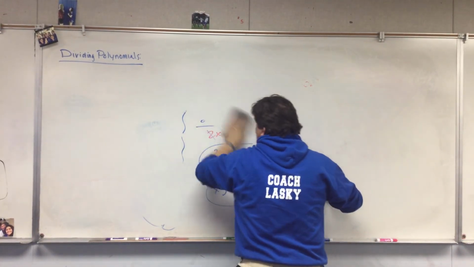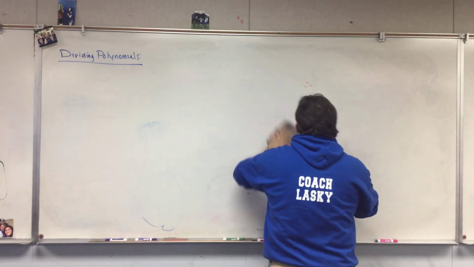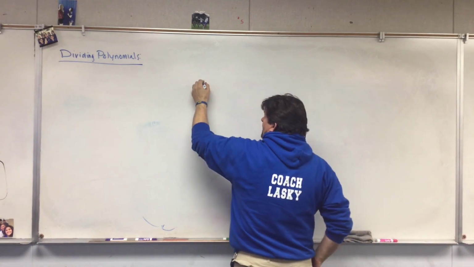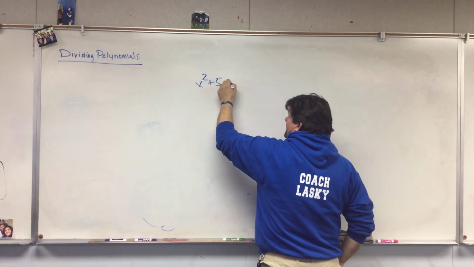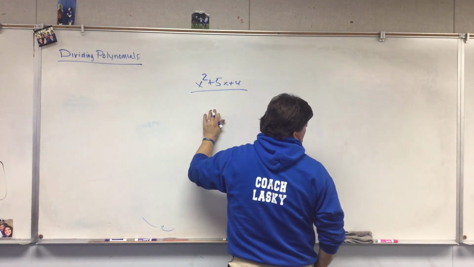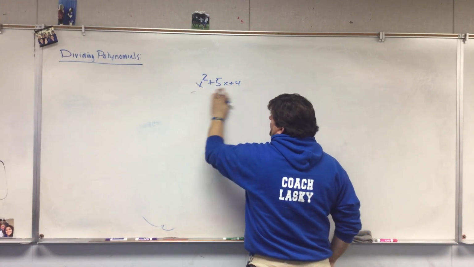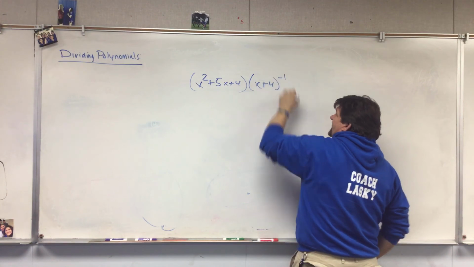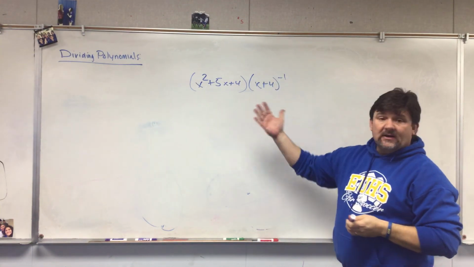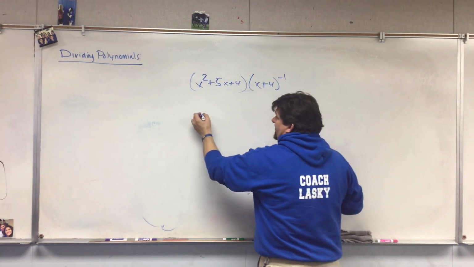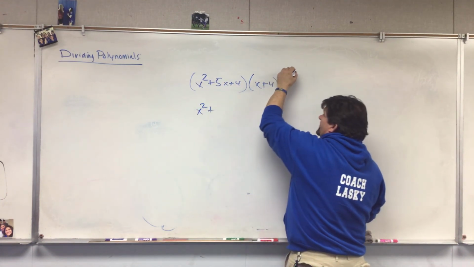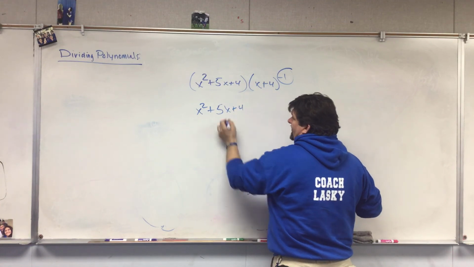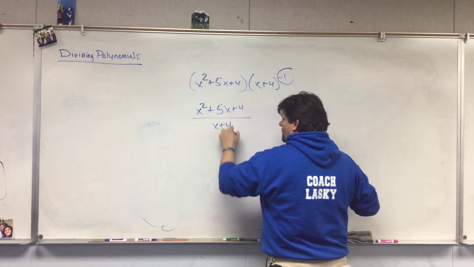So we're looking at some pieces here. Let's say I have x squared plus 5x plus 4 divided by, well actually, let's look at it this way, x plus 4 to the negative 1. You may see a problem like that. Just know that we're going to rewrite it. It's a division problem because of this negative 1: x squared plus 5x plus 4 divided by x plus 4.